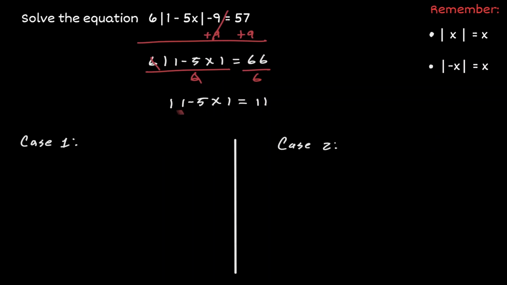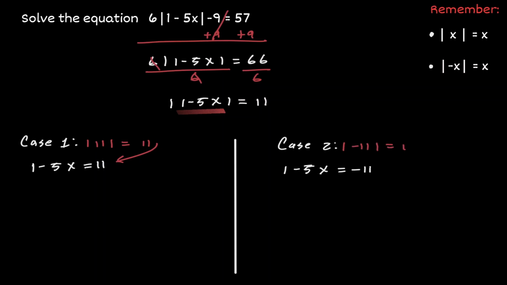The first case is when the inside of the absolute value is equivalent to +11. And the second case is when the inside of the absolute value is equivalent to -11. In the first case, we're considering the scenario of the absolute value of positive 11, which is 11. In the second scenario, we're considering when the inside of the absolute value is negative 11, which is also 11. Now we solve each one of them independently.